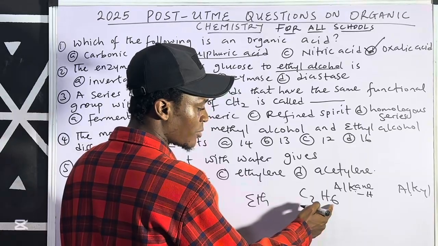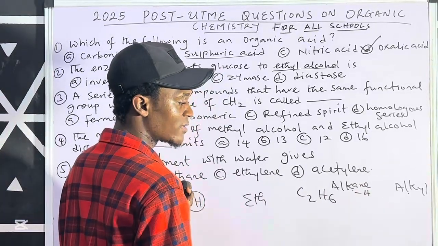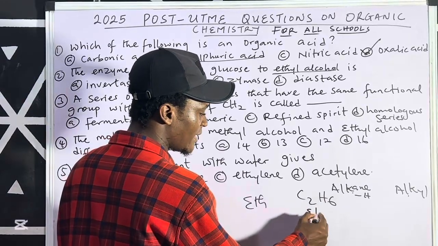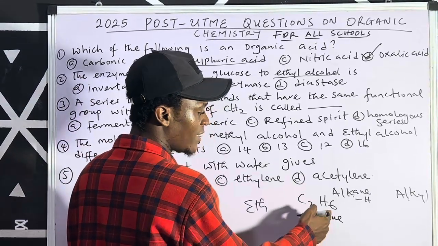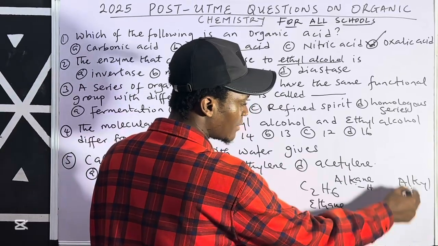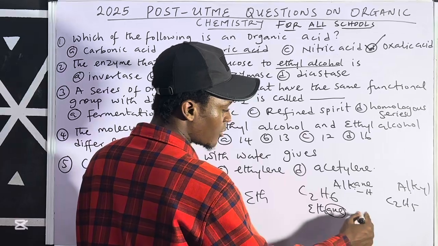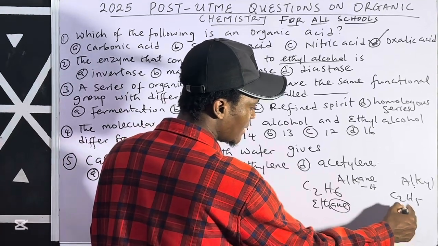So if I remove one atom of hydrogen here, I should get a corresponding member under the alkyls series. Meaning that if this guy is ethane, then if I should remove one H from it, it will give me what? C2H5, which is under the members of the alkyls. Then you now remove this ANE and replace with YL. That gives us what? Ethyl.